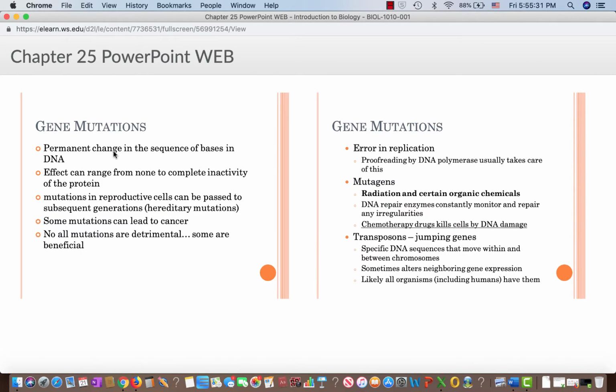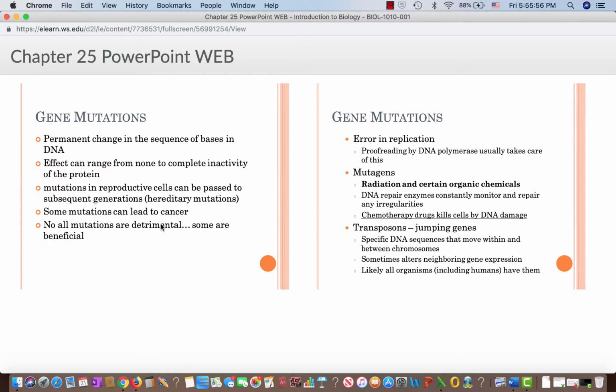A gene mutation is a permanent change in the sequence of the bases of the DNA, and they can either do nothing at all or completely inactivate the protein. Some cause cancer. Some have hereditary effects and can be passed down from generation to generation. But very rarely you will get a useful and beneficial mutation.